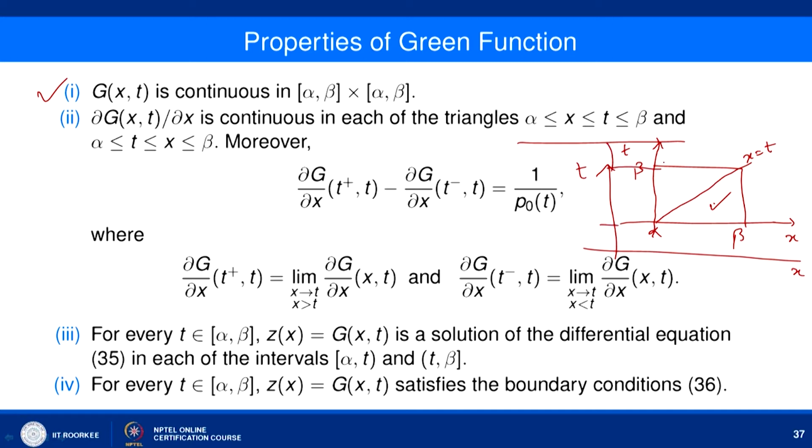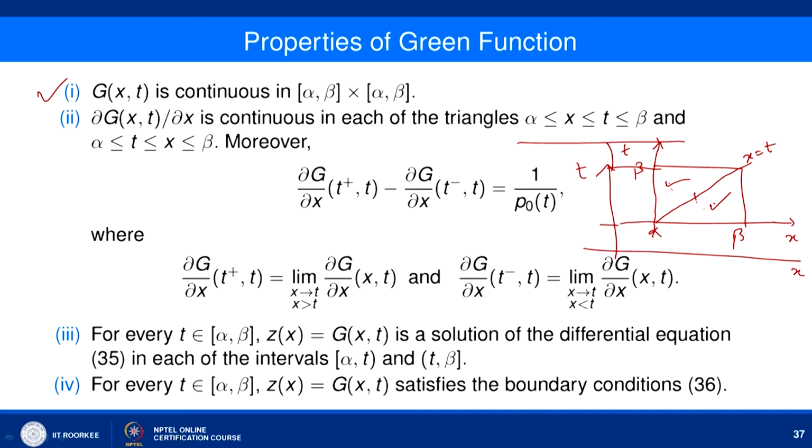Now what is given here is that in this whole rectangle your G(x,t) is continuous, and the second property is that the partial derivative of G with respect to x is continuous in each of the triangles. The first triangle is alpha less than or equal to x less than or equal to t, that is this one here. So, here the derivative is continuous in this triangle and also in this triangle, that is alpha less than or equal to t less than or equal to x. In this region your partial G by partial x is continuous.